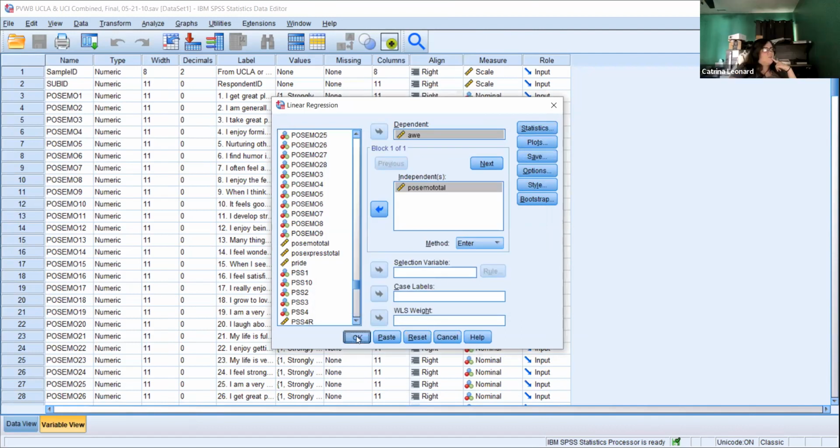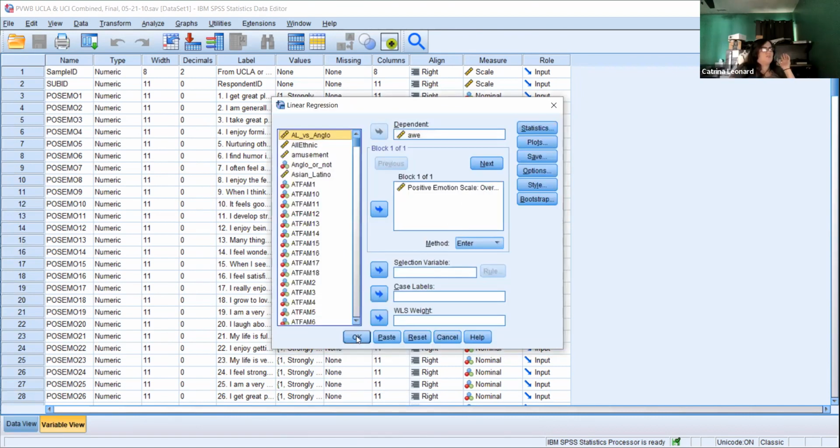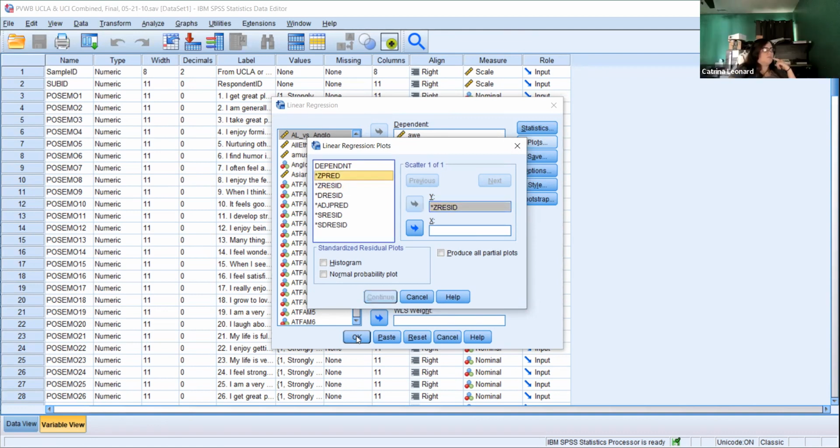Dr. Oman? Yes. So to get the Yi, we just go to save and save the predicted values unstandardized? No, that's the Y predicted. The Yi is just your raw data. Yeah, the Y with the lowercase i just means every single data point in the data set. I meant the Y with the little superscript thing on it. Yeah, that's Y predicted.